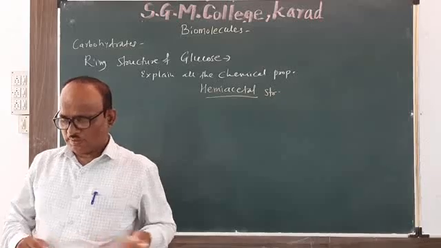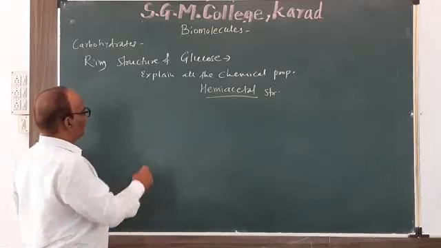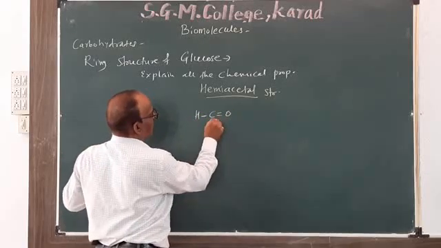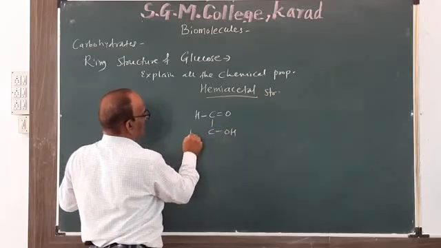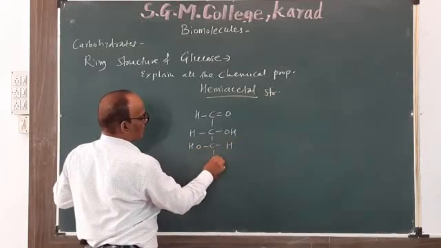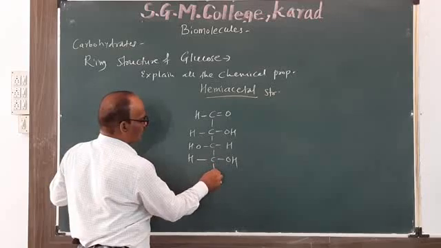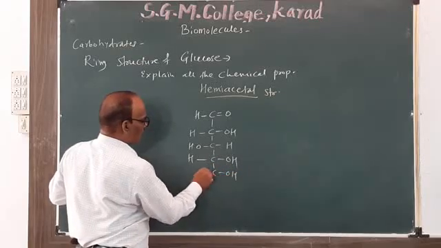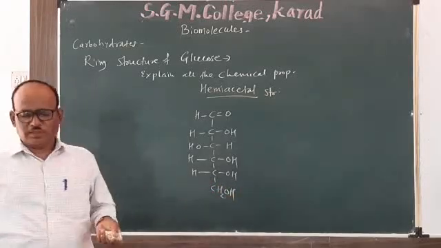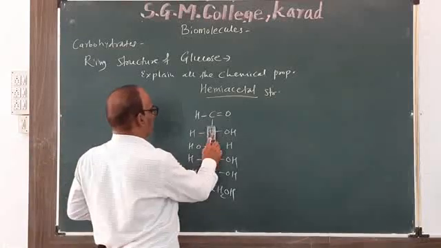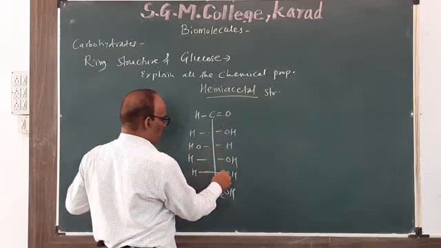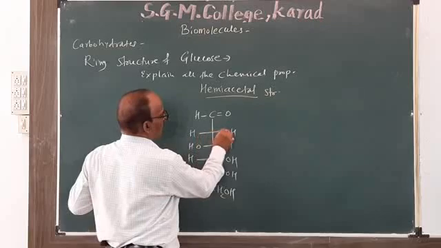So we can draw the structures of these two compounds. First, draw the structure of glucose. First group is CHO, then CHOH, OH, OH, and the last is CH2OH. So there are 6 carbon atoms. Instead of writing carbon, you can also draw a single vertical line, like in the Fischer projection formula.